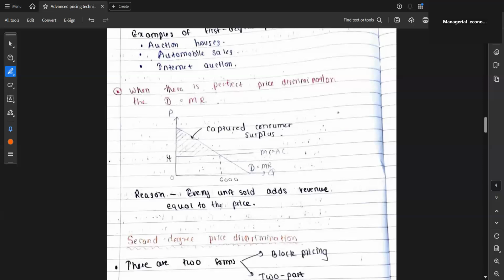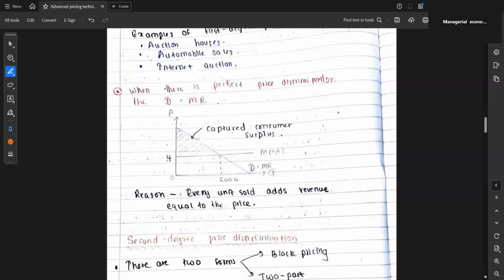So there's not going to be any consumer surplus here. Everything you see is the revenue of the firm. There's no consumer surplus. That's all the supplier's revenue, their profits.